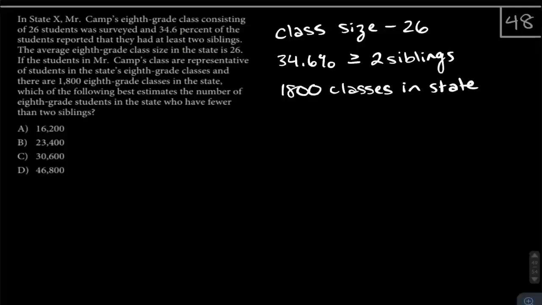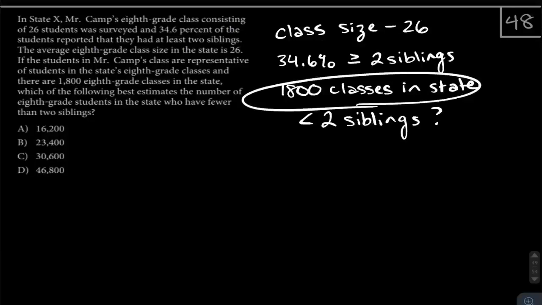which of the following best estimates the number of 8th grade students in the state who have fewer than 2 siblings? For this one, we are looking for fewer than 2 siblings. We're not looking for the number of students that have greater than 2 siblings, so let's make a note of that. We're looking for less than 2 siblings, and not just in Mr. Camp's class. We're looking for less than 2 siblings in all classes in the state.